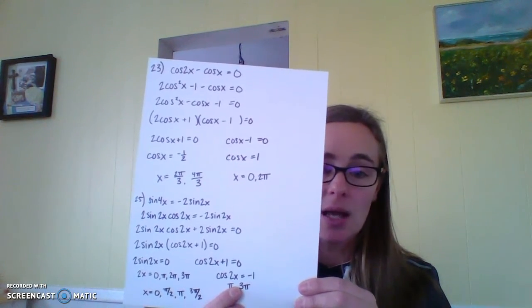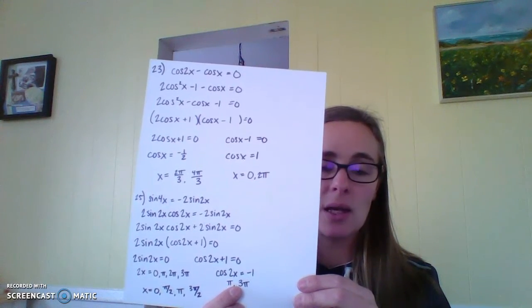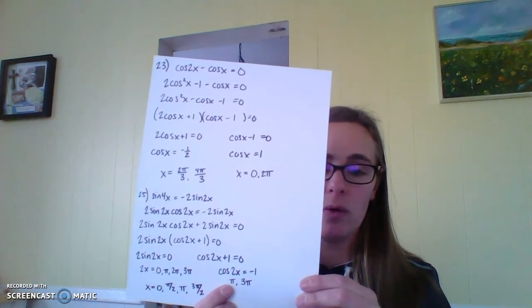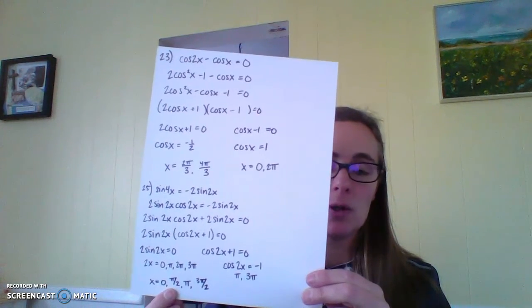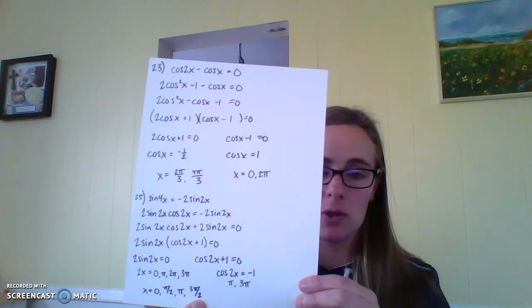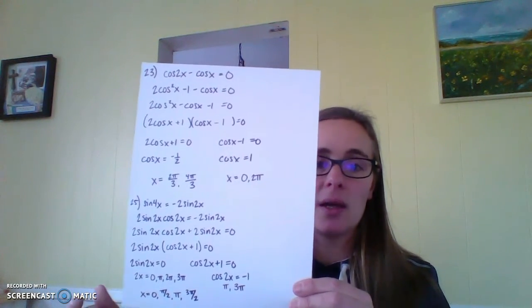So again, we're not done because that would be 2x equal to those. We go through, we divide by 2, and we end up with x is equal to 0, pi over 2, pi, and 3 pi over 2. So that is 23 and 25. It's a little bit longer. Let me know if you have any questions.